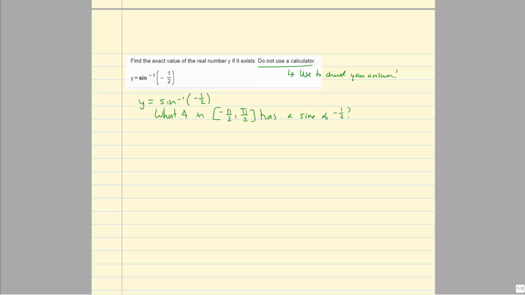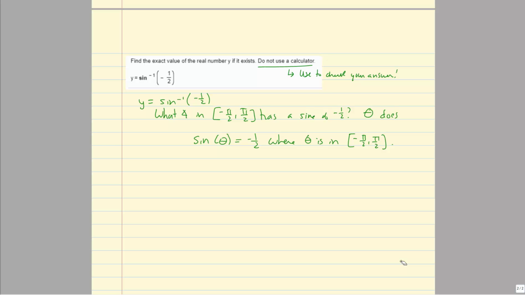Now another way that we can write this or remember this is saying what angle in this interval has a sine of -1/2. Well, we could say that's theta. So then we could say, okay, the sine of theta is -1/2, where theta is in the interval negative to positive π/2. So that's another way that we could write this exact same thing. Well, if you know your unit circle, this won't be very hard. If you don't know your unit circle, these are going to be pretty tough.